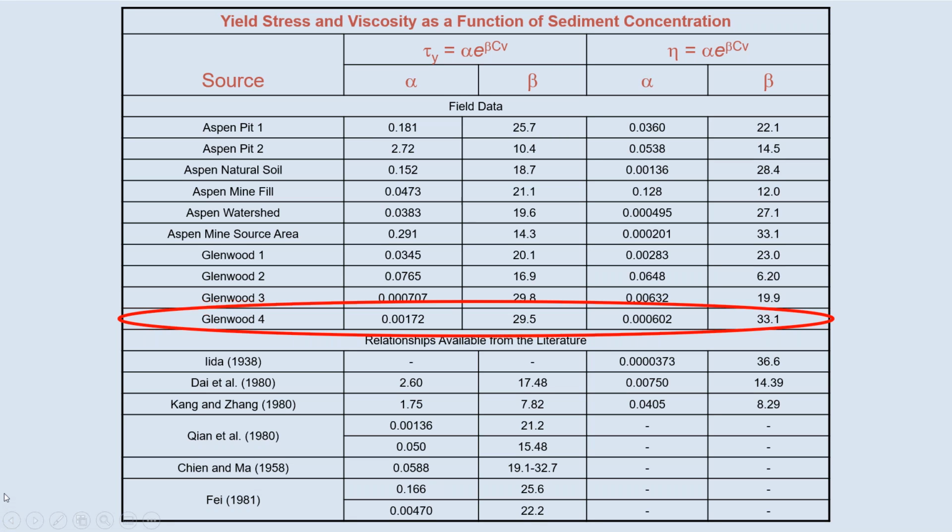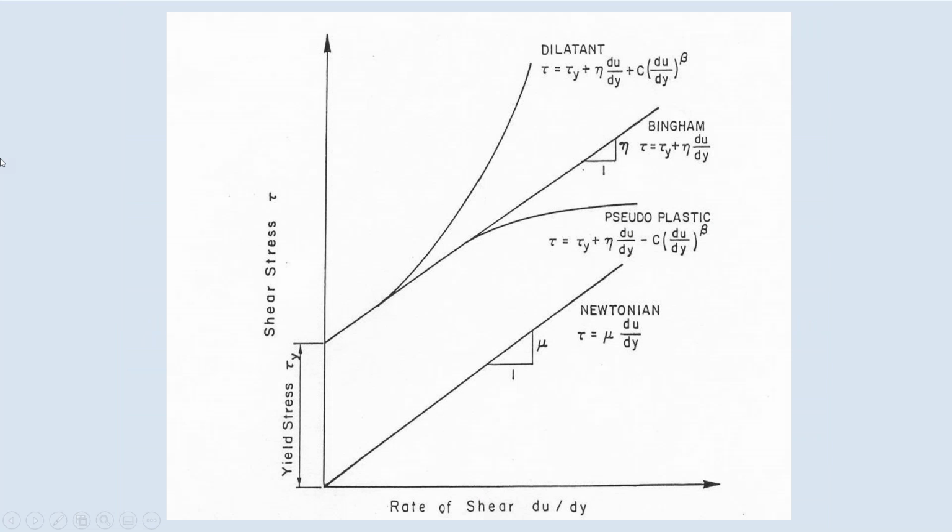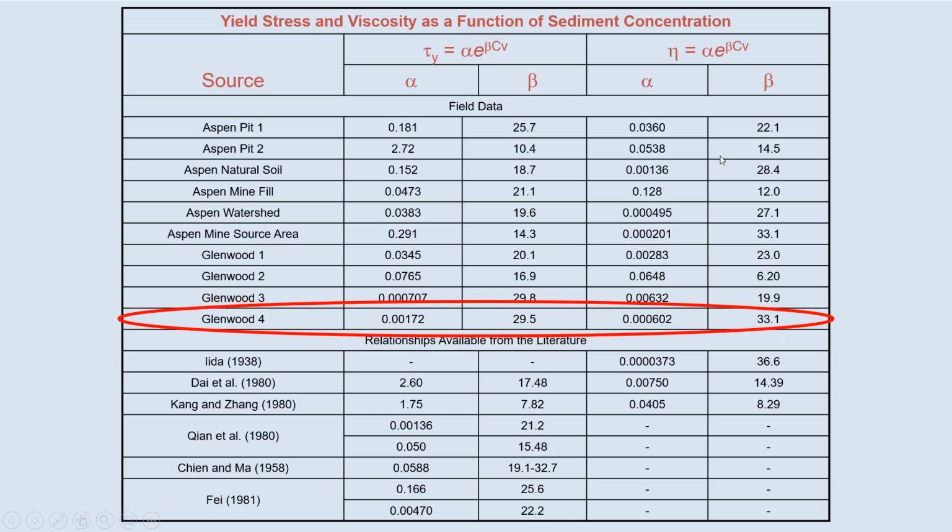So it takes about 10 or so of these measurements along this line to get one viscosity and yield stress for one concentration by volume. And then I need 10 or 20 concentrations by volume in order to make this exponential plot. Now, I did this back in the early 80s.